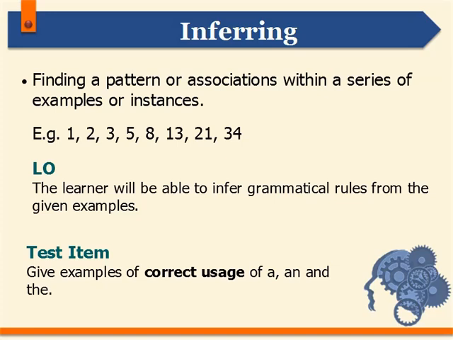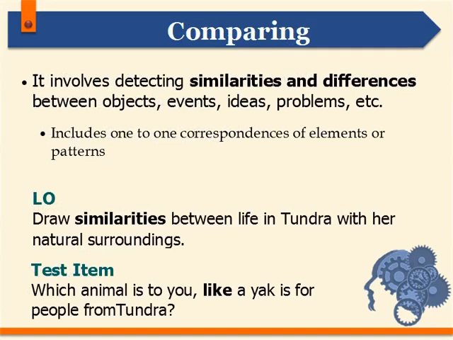Let us see an example of learning objective. The learner will be able to infer grammatical rules from examples. Here the test item could consist of examples of correct usage of a, an and the. The learner could come up with the rule of using the articles correctly. Comparing involves detecting similarities and differences between objects, events, ideas, problems and situations.